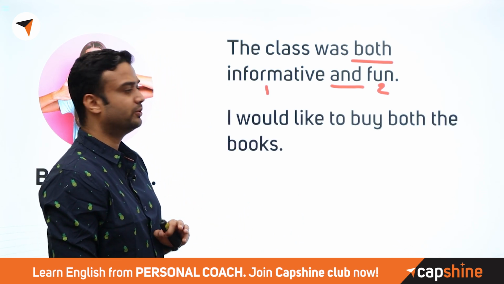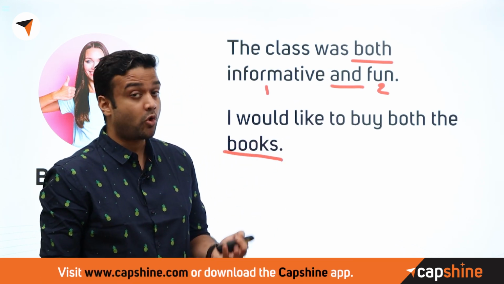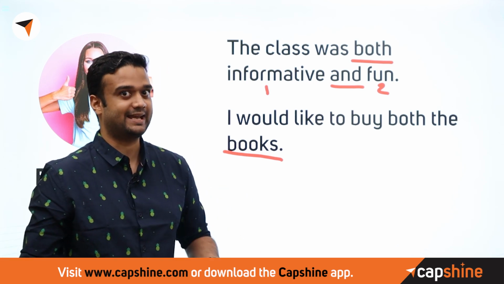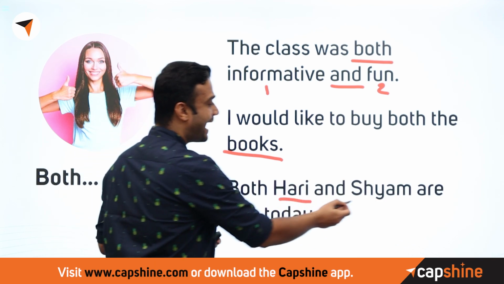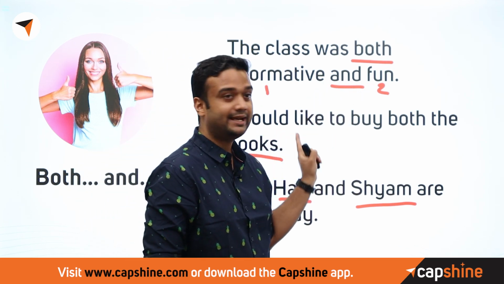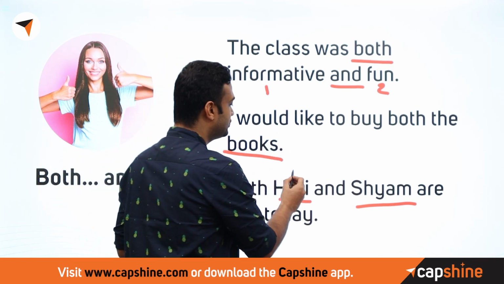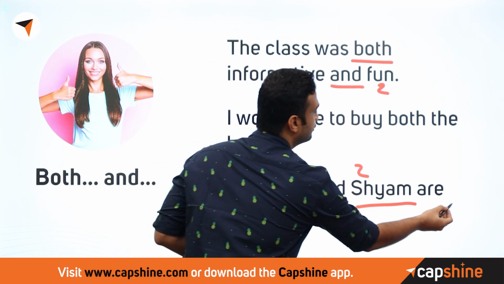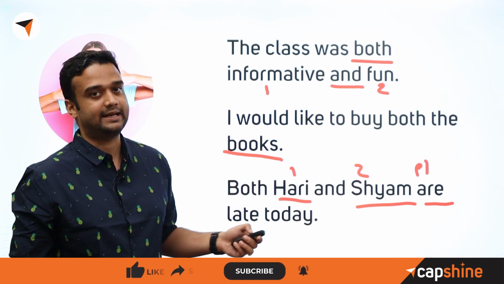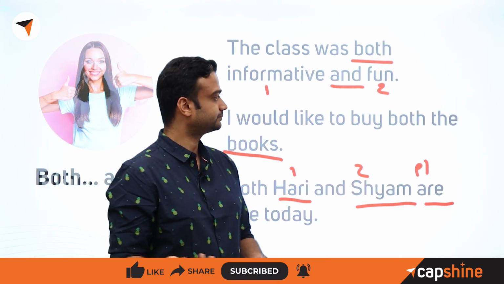I would like to buy both the books. Notice how here, I don't say both and, but I'm using both to talk about two things. So I would like to buy both this book and that book is the idea here. Both Harry and Shyam are late today. So in these cases, there wasn't a verb or these weren't doing any action. So I didn't have to bother about the verb's plurality itself. But here, because these two people are going to do something, I use the plural verb are. I cannot use is. So both Harry and Shyam are late today. Uses both and shows two things of equivalent value here.